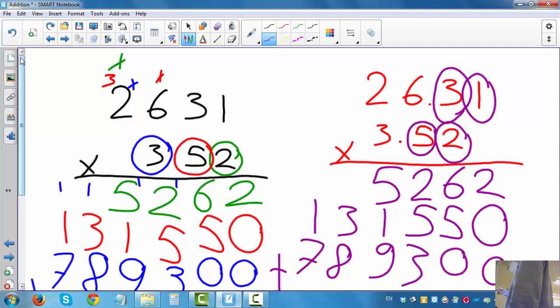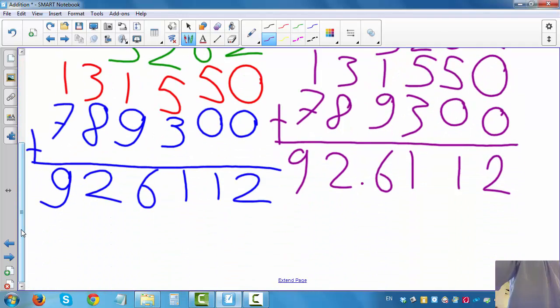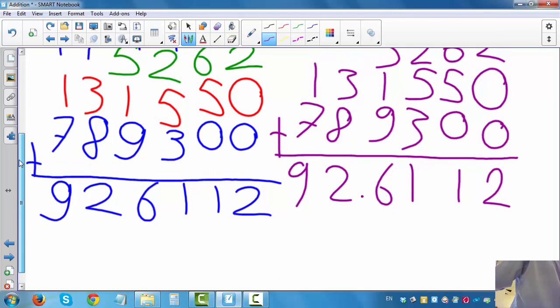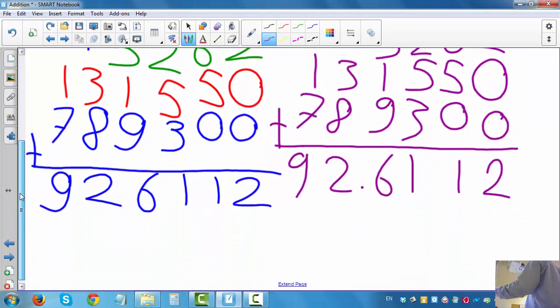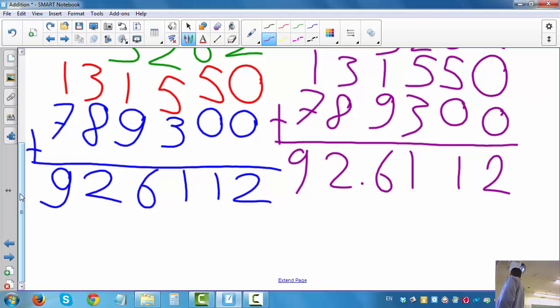In other words, 2,631 times 352 is 926,112, and 26.31 times 3.52 is 92.6112. So you're going to have absolutely the same 2 types of questions. You practice like that, you will be just fine.